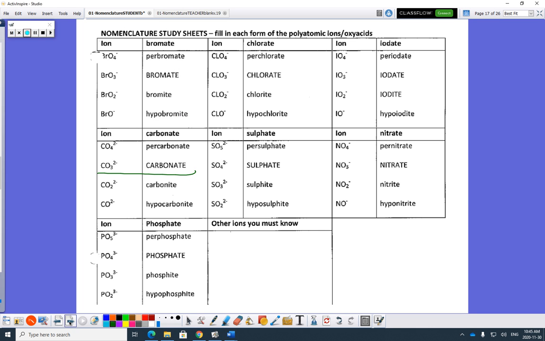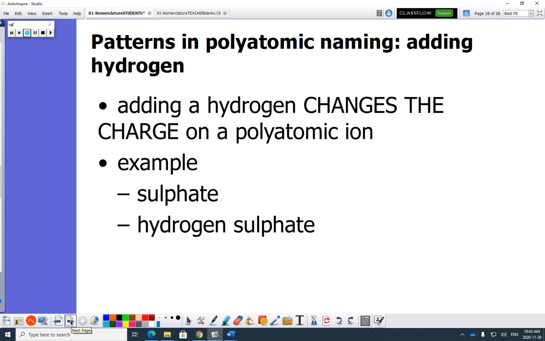Okay, so what happens if you change the number of hydrogens, or add hydrogens? Unfortunately, again, this is a common thing, so we have to talk about it. Right now, it's not going to be so bad, but after we do acids, you're going to be annoyed. I'm going to try to give you tricks to not be annoyed, but this is annoying, okay?